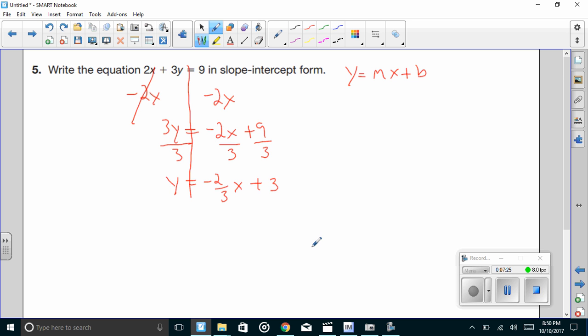Okay, and again, that was literal equations, working the same inverse operations to solve for whatever it is that we want to solve for.